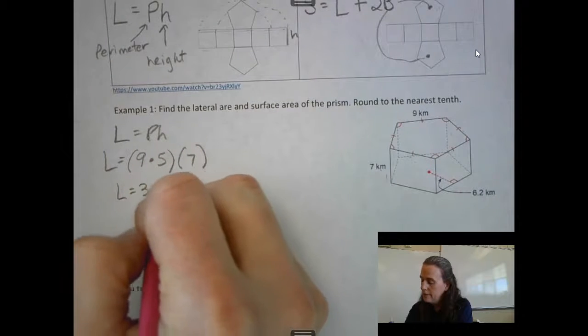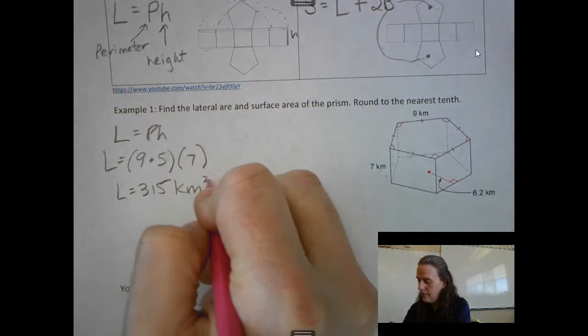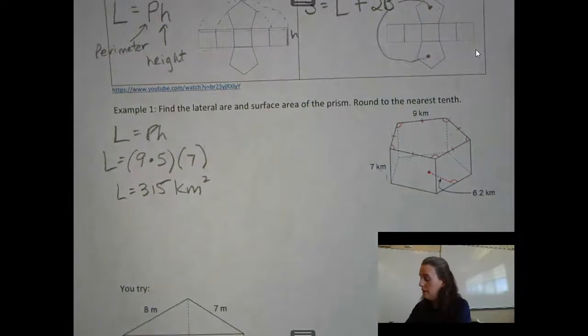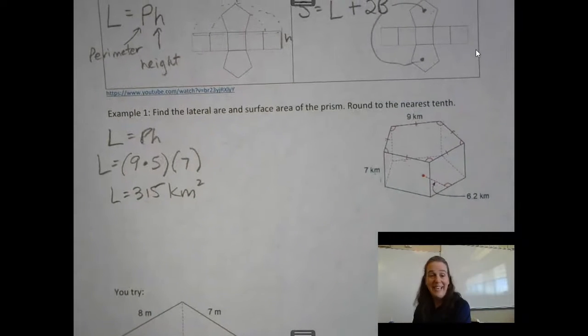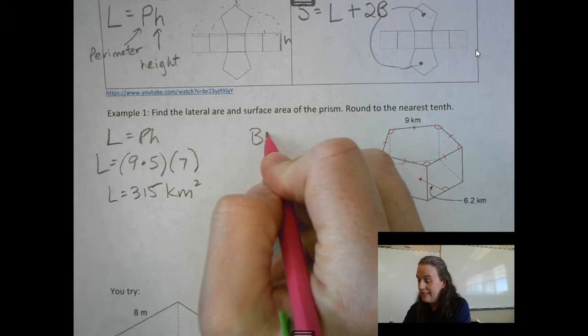Lateral area equals 315 kilometers squared. Man, that is a huge prism. Okay, then we'll move to the base. Let's find that area next.